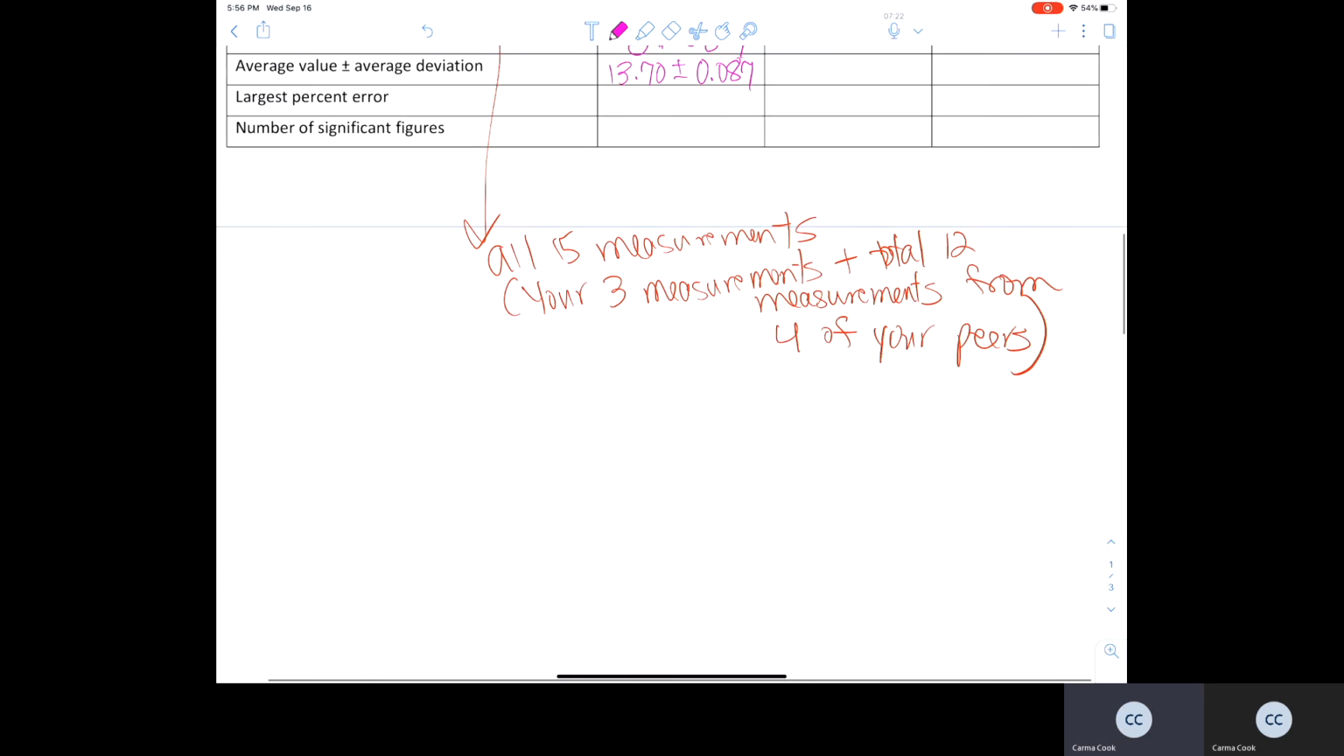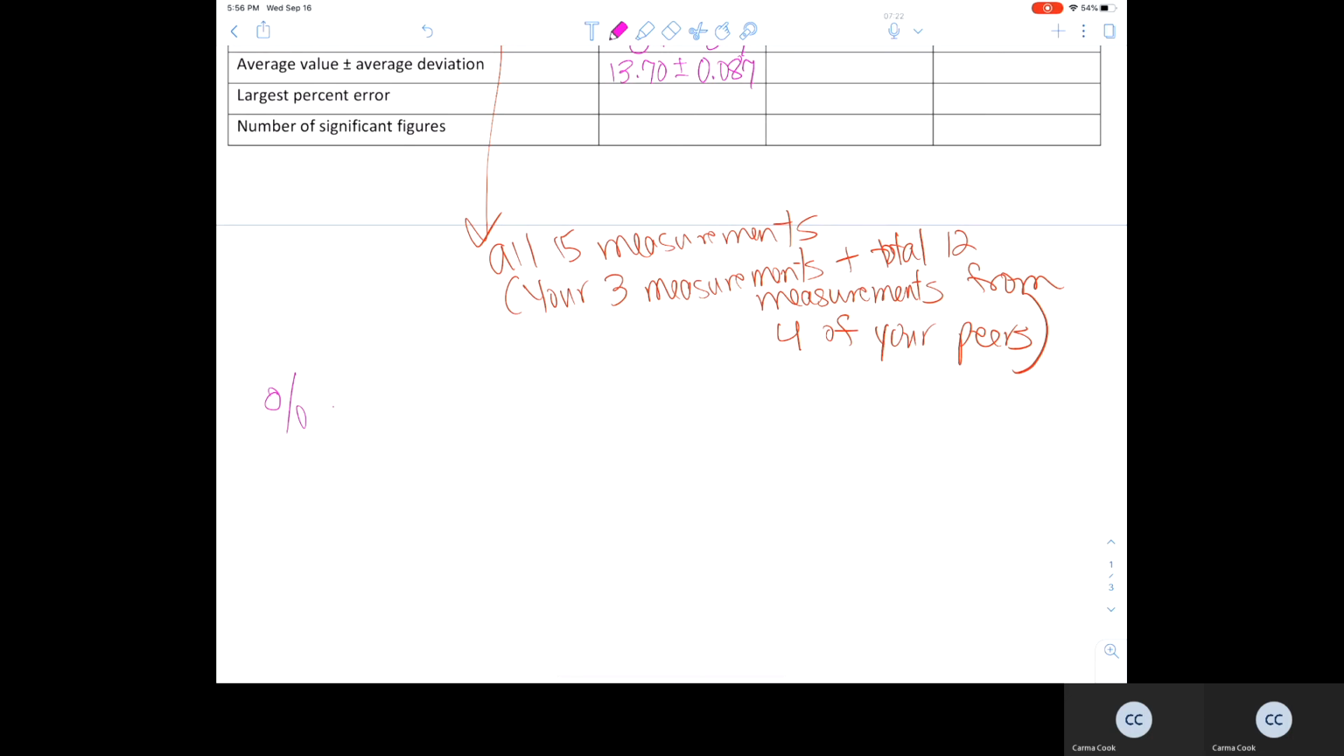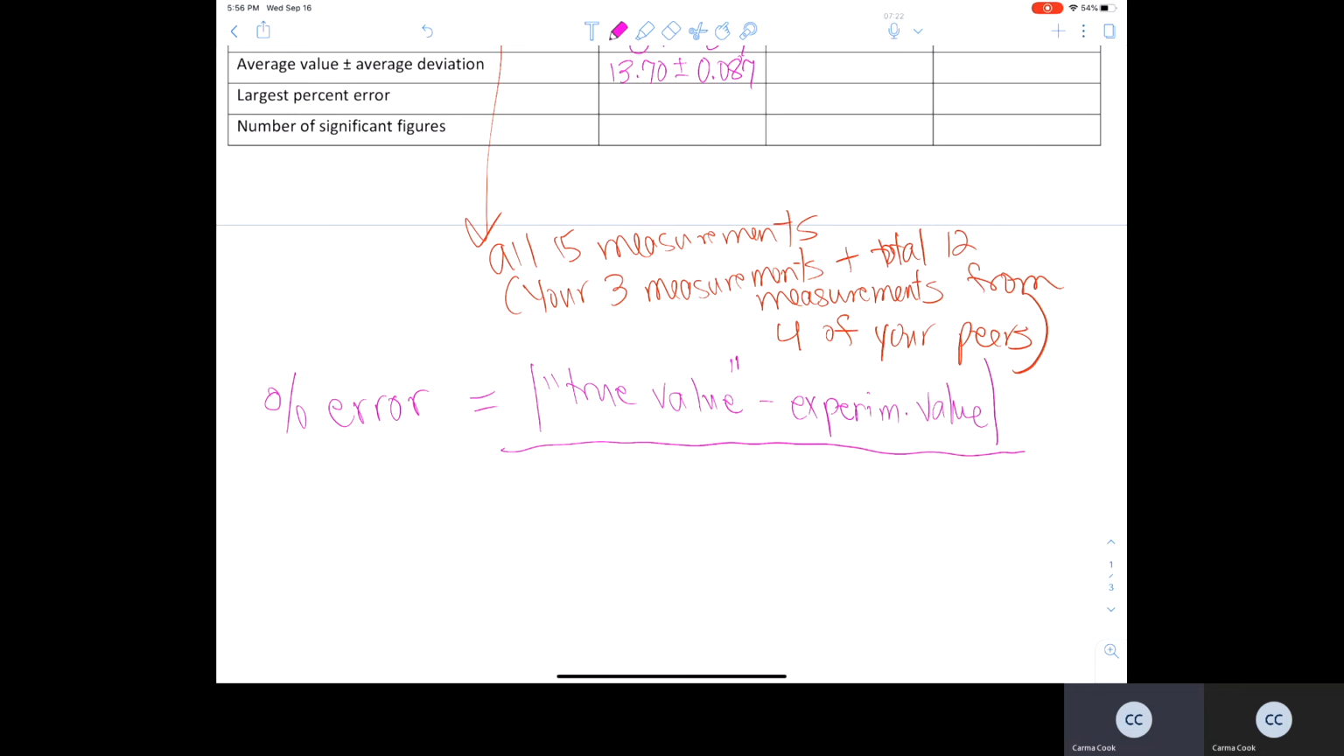And so the percent error is equal to your true value minus the experimental value. You subtract those, then take the absolute value. The absolute value of any number is always going to be the positive. And then you divide by the true value times 100.